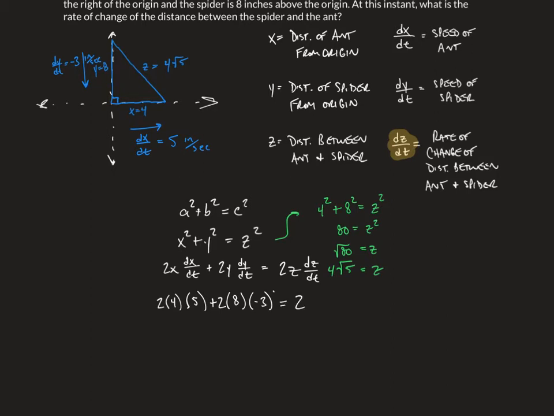And then we have 2 times z, which we've determined to be 4 radical 5, times dz dt. And this is good news because now we have an equation that contains the thing we want, and everything else has an actual value for it. So now we just have to work on solving. Okay, so 40 minus 48 is -8.